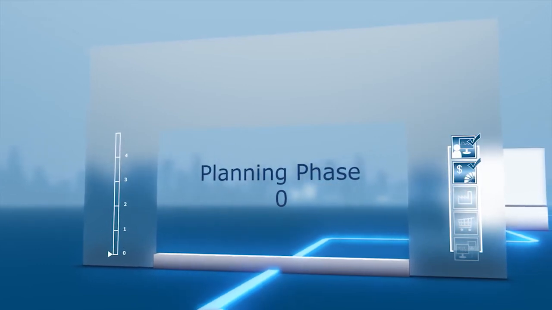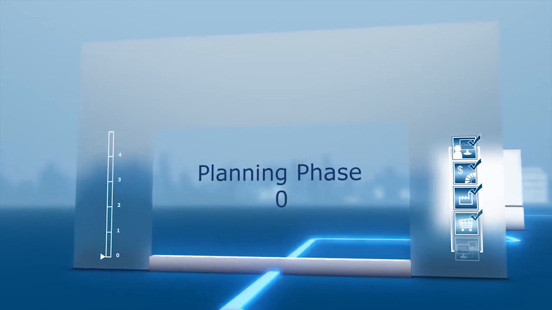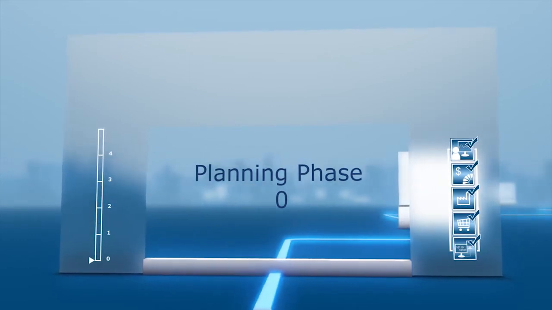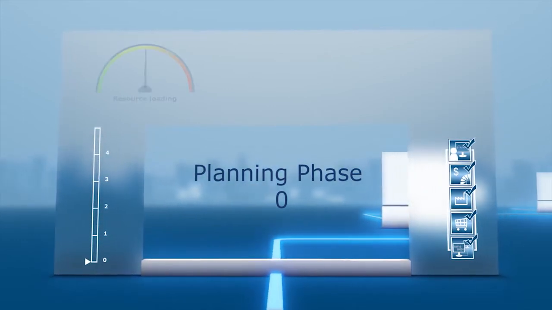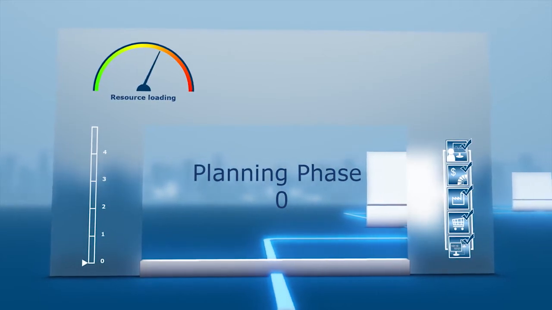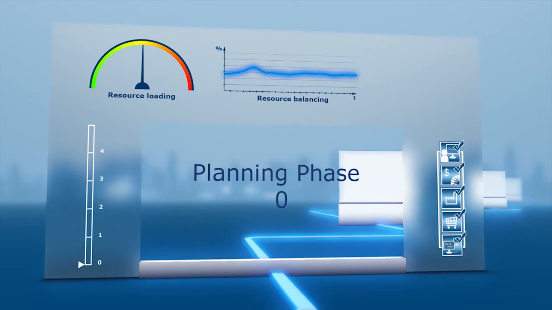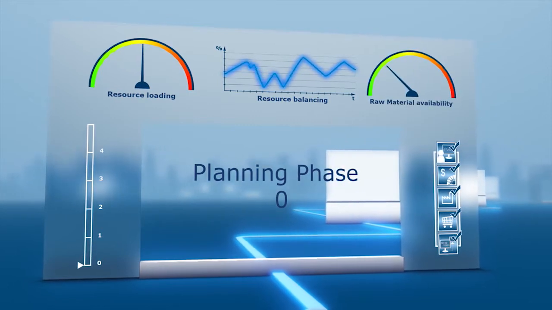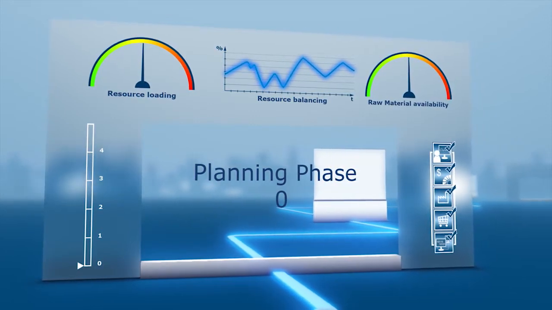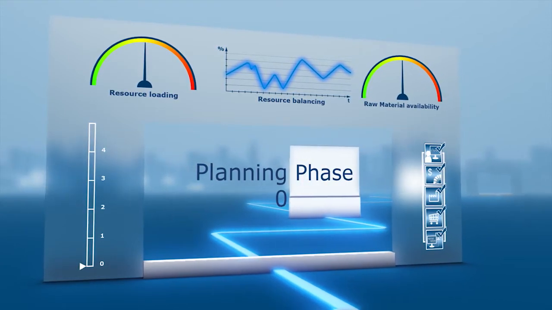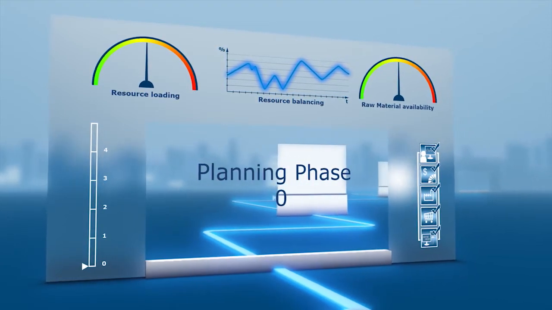The production plan is drawn up in a joint effort by the market, production and purchasing centers and is supported by IT. It is based on various criteria, such as resource loading and resource balancing of operator and machine workloads, as well as availability of raw material and components. Phase 0 serves to determine the customer demands and to define the production framework conditions.